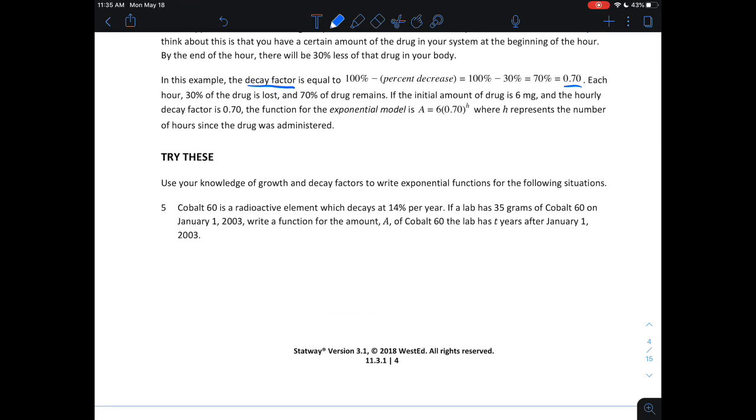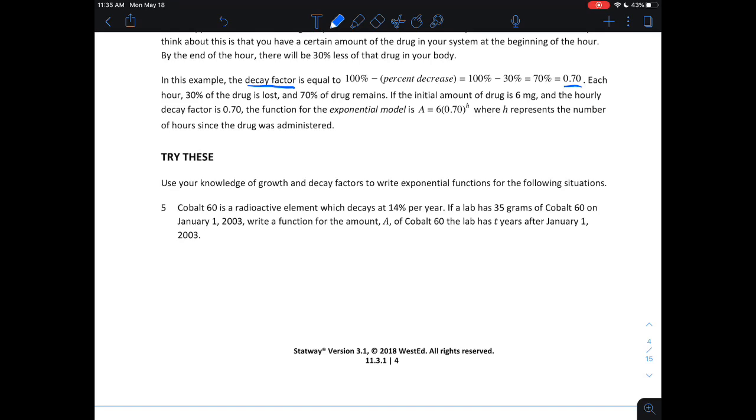Use your knowledge of growth and decay factors to write exponential functions for the following situations. Number 5, cobalt-60 is a radioactive element which decays at 14% per year. If a lab has 35 grams of cobalt-60 on January 1st, 2003, write a function for the amount A of cobalt-60 the lab has t years after January 1st, 2003.